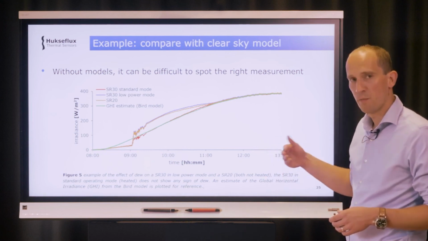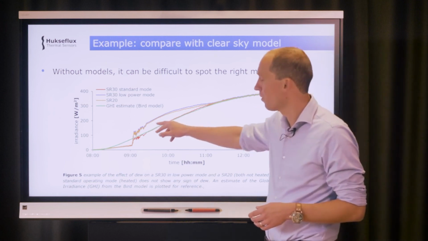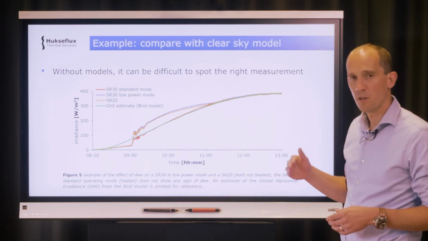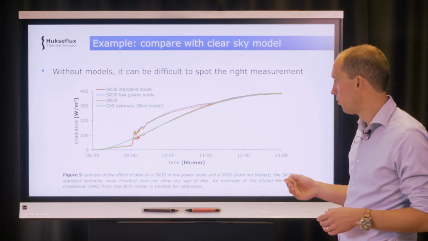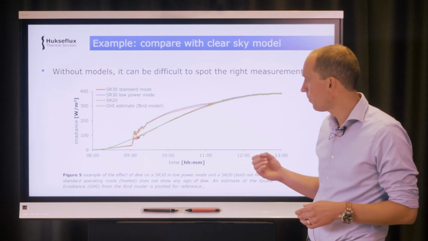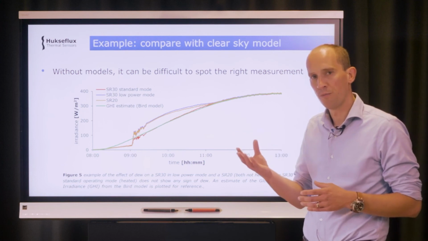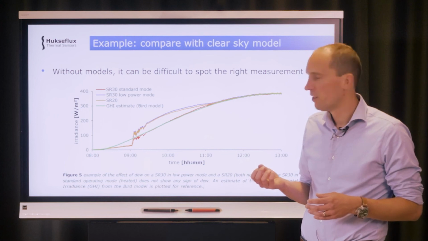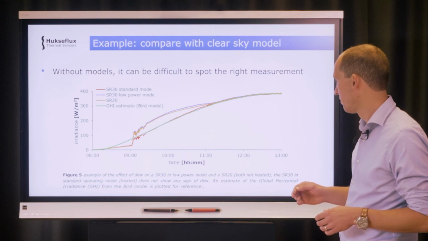Now, without the green line, it can be very difficult to tell which sensors are right. You may even assume that these two are right because there's more of them. When in fact only the SR30 in standard mode is measuring the right radiation measurement during early morning, and this is an effect of dew. So for the SR20 and the SR30 in low power mode with no heating applied, dew forms on the instrument dome, and it actually acts as lenses focusing the light, so you get an overestimation of your solar radiation.